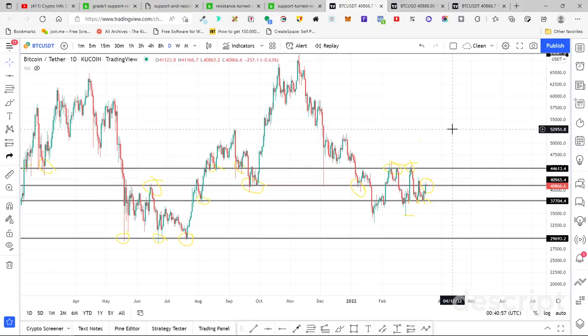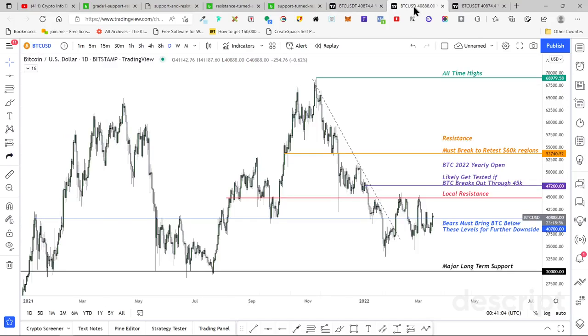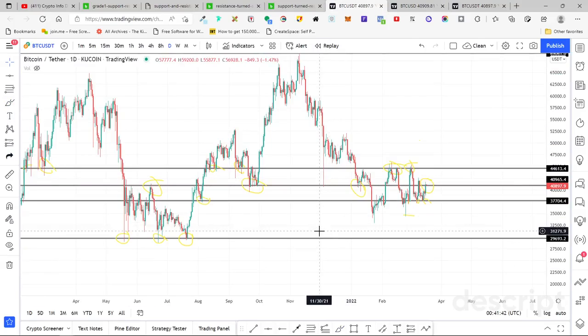Now let's look at a chart that I have put together that actually has current points of resistance and support. So if we look at the bottom one here, this is that one that I drew a moment ago. It's the major long-term support at the bottom here. We talked about that in this chart here. So that's this line here.